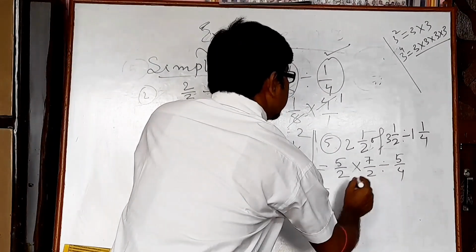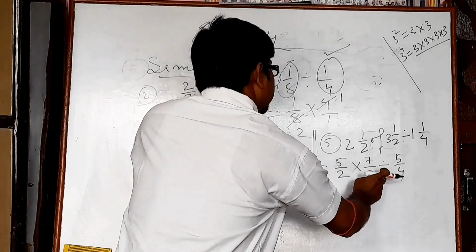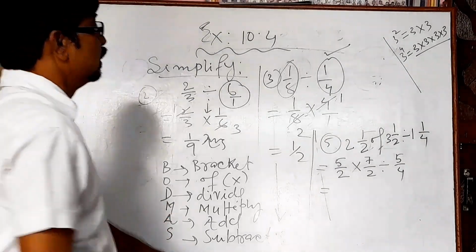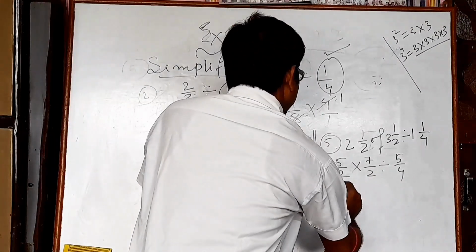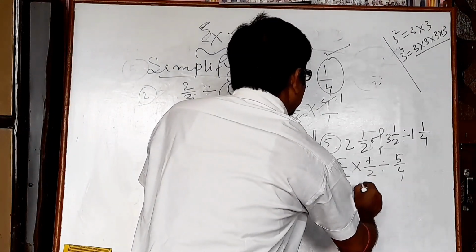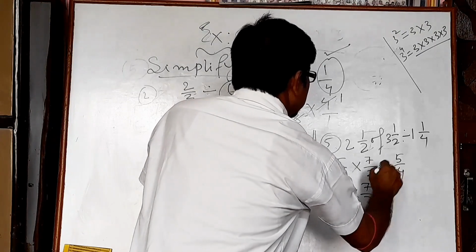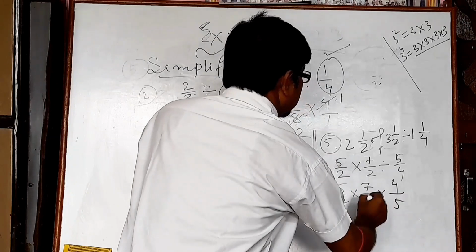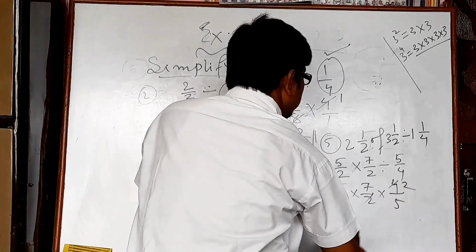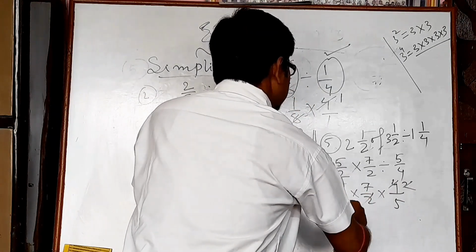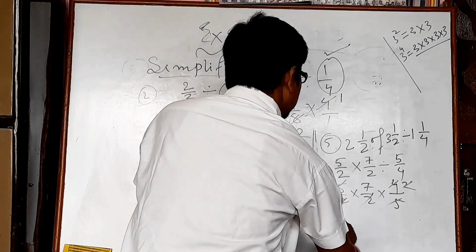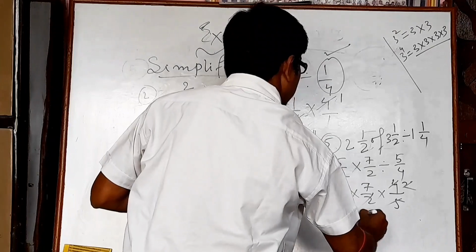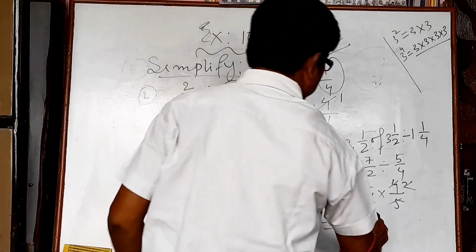Here a division sign is there, so division will be given preference, then multiplication. So division means 5/2 into 7/2, and this division will be converted to multiplication and it becomes 4/5. 2 twos are 4. Here 2 2 cancelled, 5 5 cancelled. What will be the answer? In the numerator only 7 is there and in the denominator nothing, so the answer is 7.